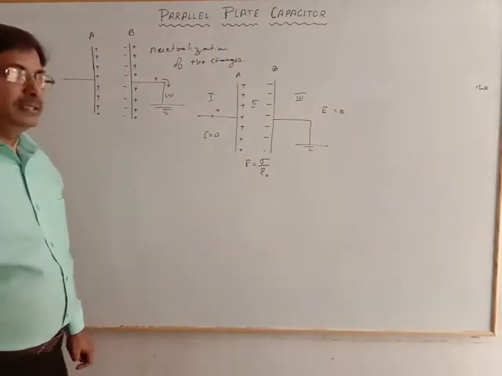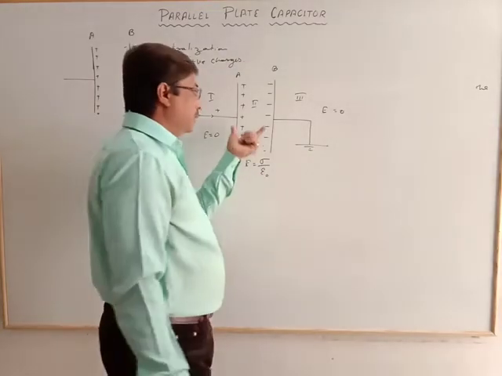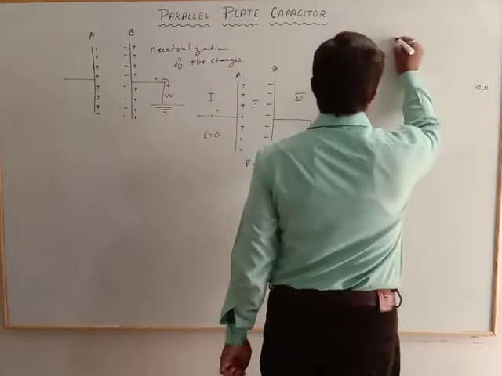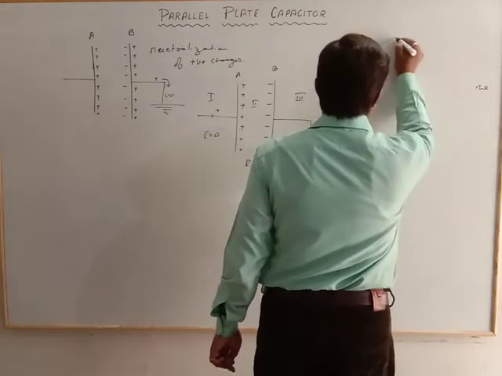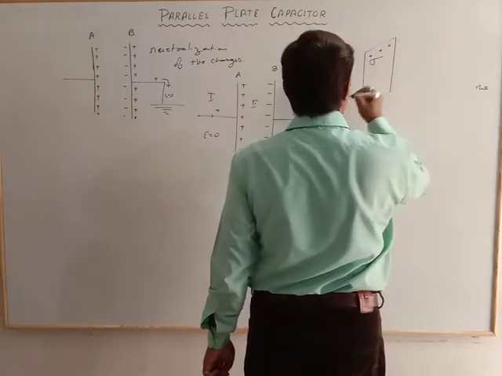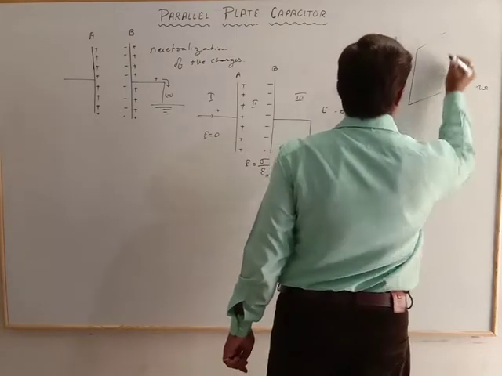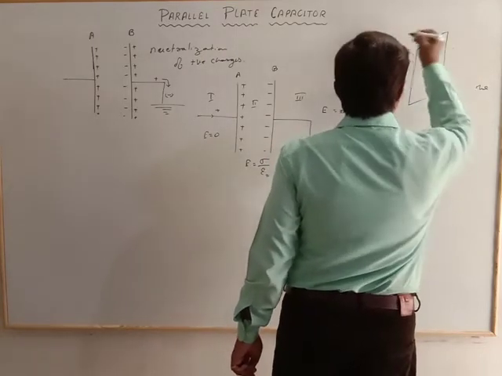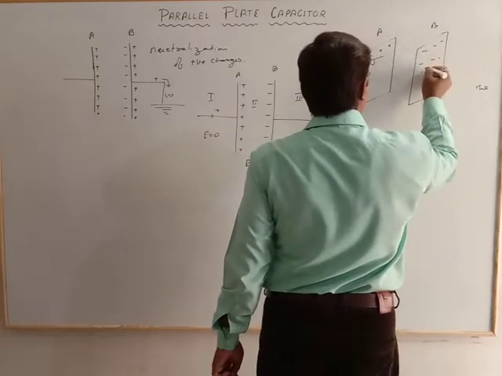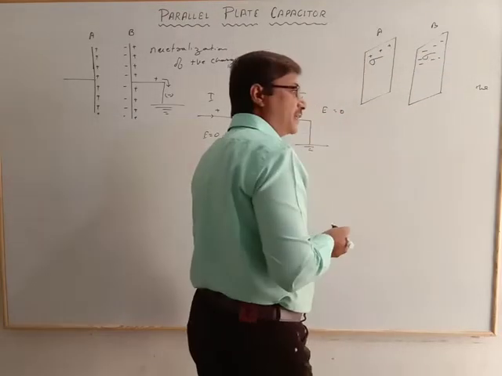How do we come to know that? We have already studied in the case of the Gauss theorem. Between the two plates, the electric field of two different densities. Suppose we consider this one is the plate A of positive charge of density sigma, and another plate B of negative sigma. In that case, the electric field in the different regions is different.